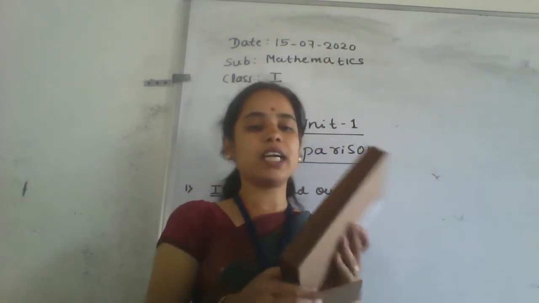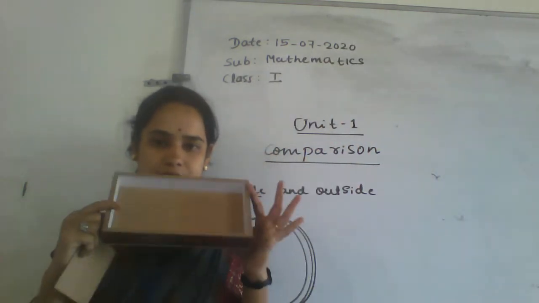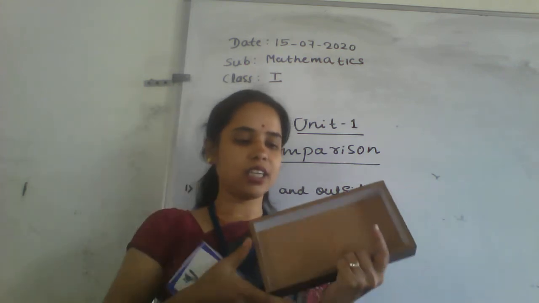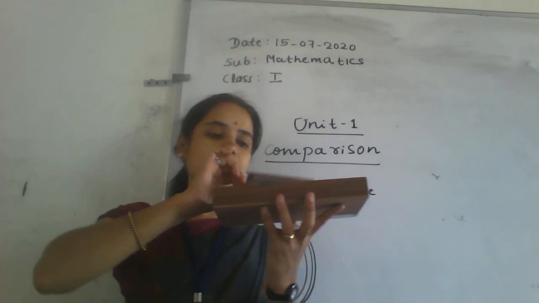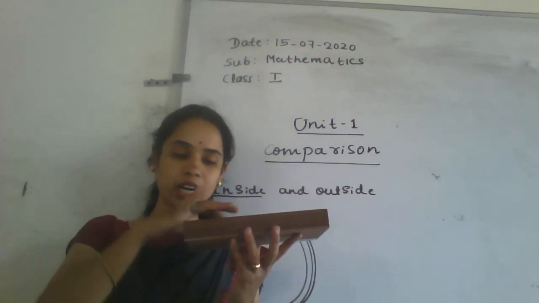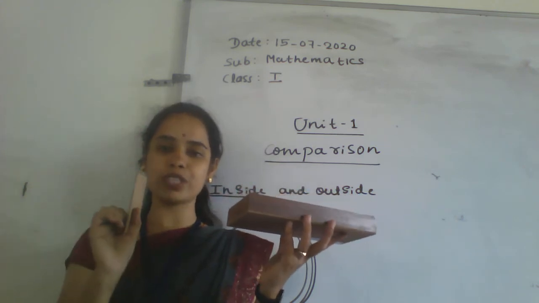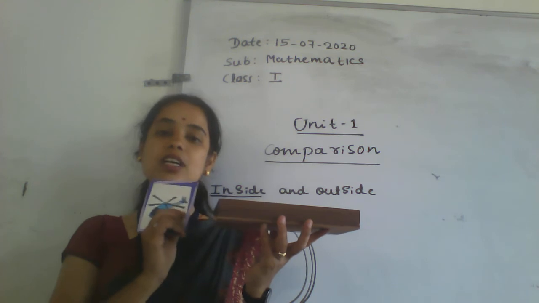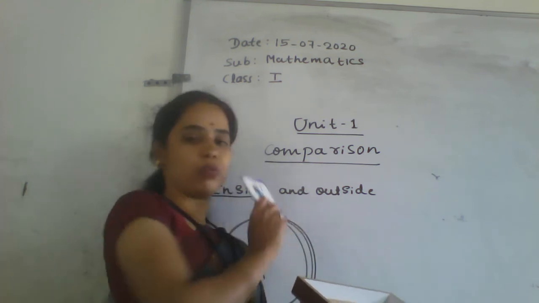See here. It's a wooden box, right? It's a wooden box. It's a card, right? If I keep this card here, what do we say? Inside the box, right? If I keep it outside the box. Understood? I hope you understood the difference between these two words, right?